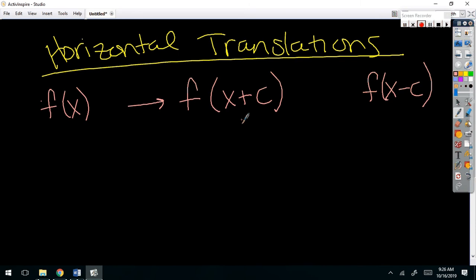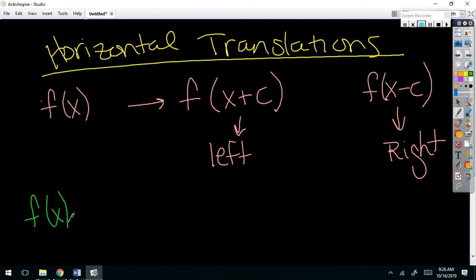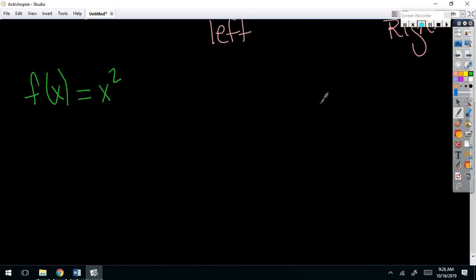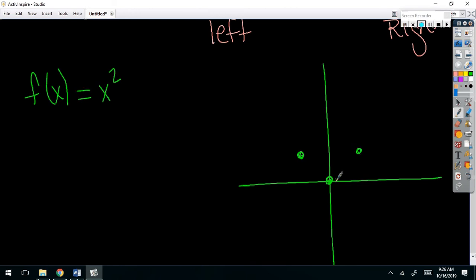And even though this is adding, it's actually a shift to the, what do you think? Look at your sheet. To the left or the right. So if I have that same parent graph, that same f of x equals x squared, let me just put it on here so you see. 1, 1, negative 1, 1.